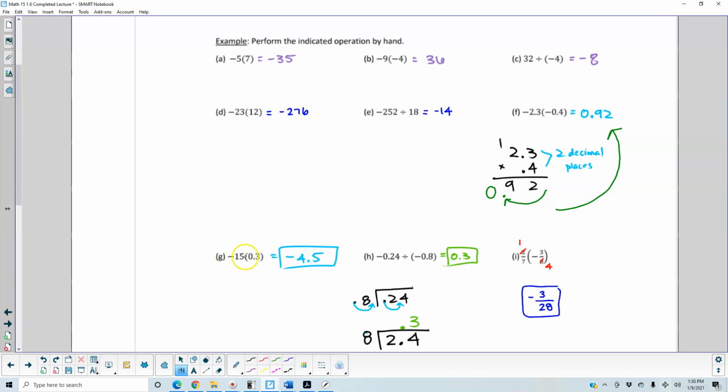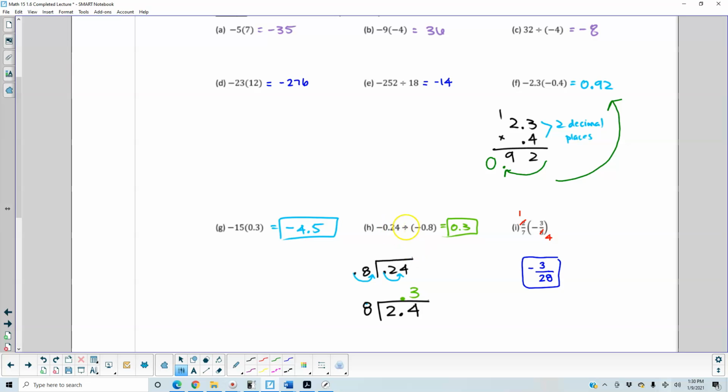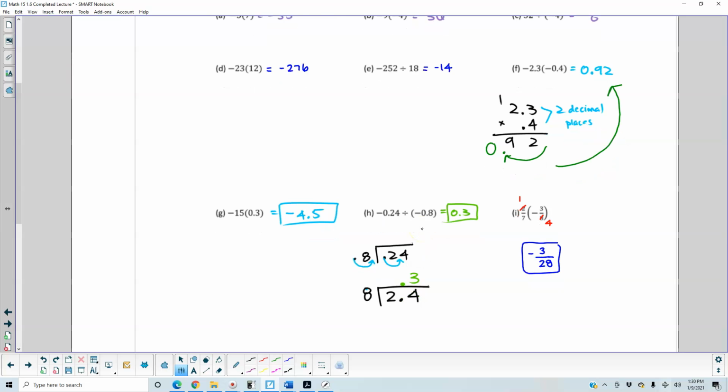Continuing here, negative 15 times 0.3 is equal to negative 4.5. Here we have negative 0.24 divided by negative 0.8. So we know a negative divided by a negative is going to give us a positive. And so what we can do is move the decimal place to the right for the 8 and also move it in between the 2 and 4 one place, and then do the division. So 8 goes into 24 3 times, so we have the decimal here, which is 0.3.